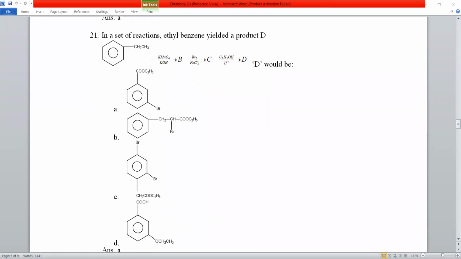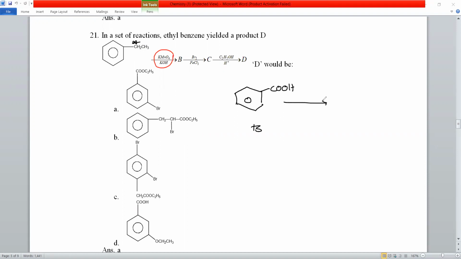Question number 21. In a set of reactions, ethyl benzene yielded the product. So it's a strong oxidizing agent. This is the benzylic portion, with at least one alpha hydrogen. So B will be the answer. On strong oxidation, what will we get? Carboxylic acid. At least one alpha hydrogen is required, then it immediately undergoes oxidation and we get a carboxylic acid.